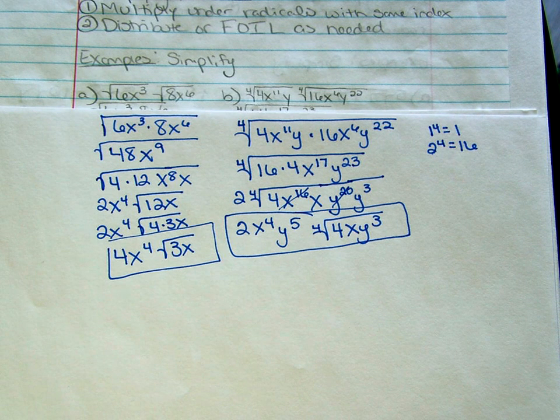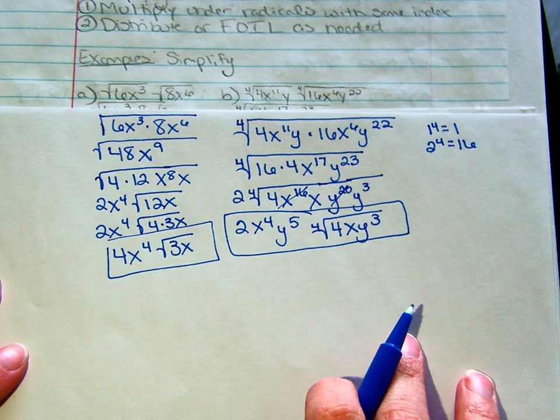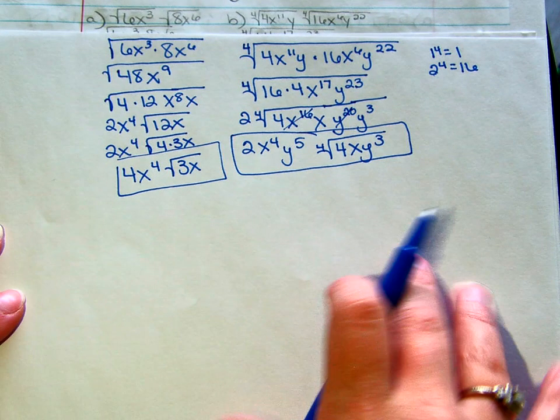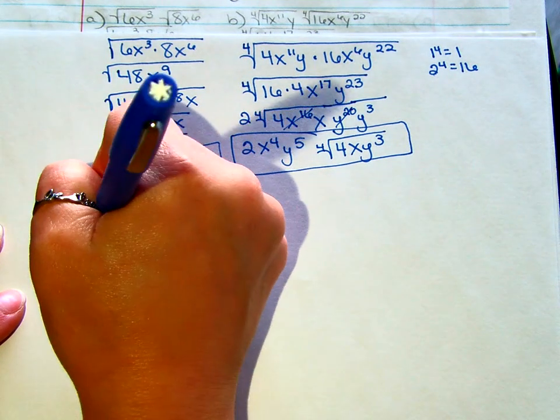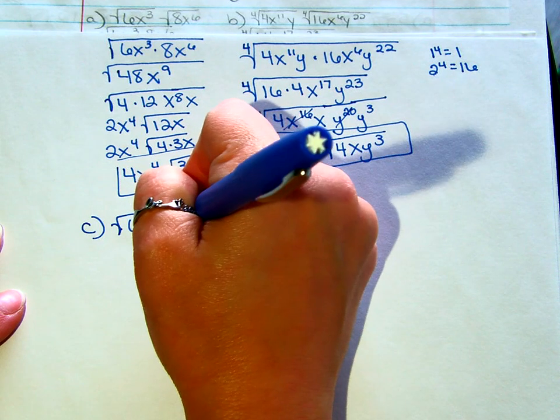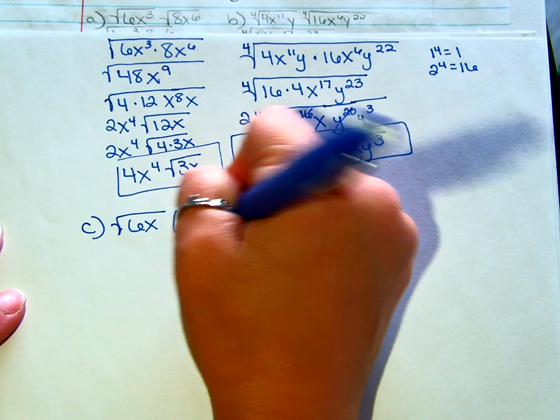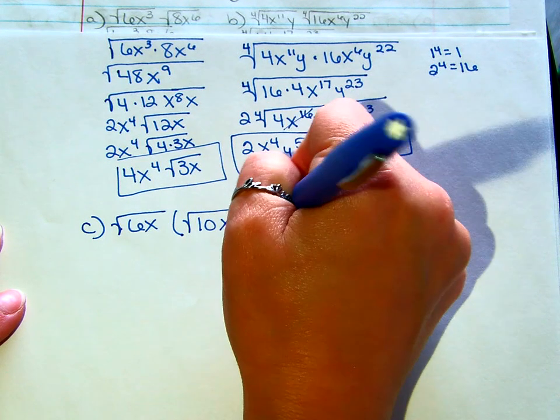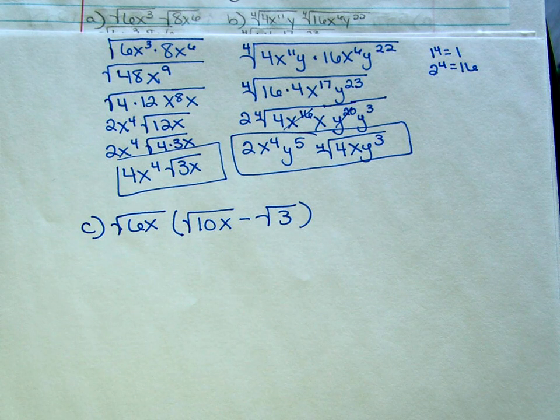Okay. Let's do C. C is where we're going to distribute. We'll have radical 6x, radical 10x, minus radical 3. This one looks different than the others. We've got a set of parentheses. We've got two different radical terms inside. We've got a radical on the outside.